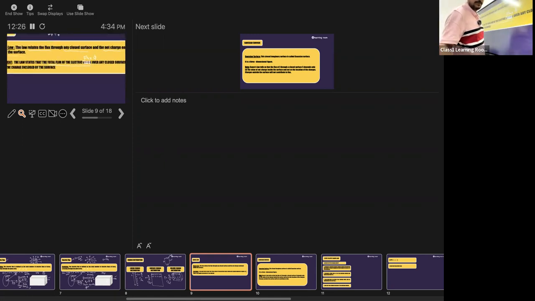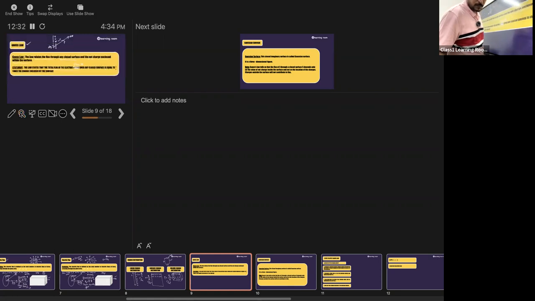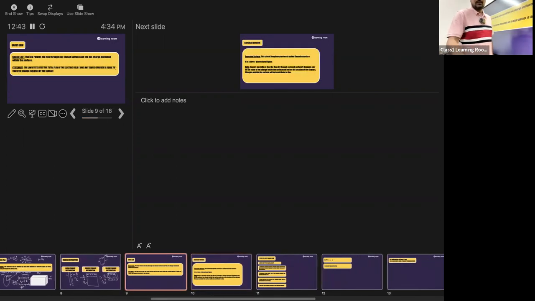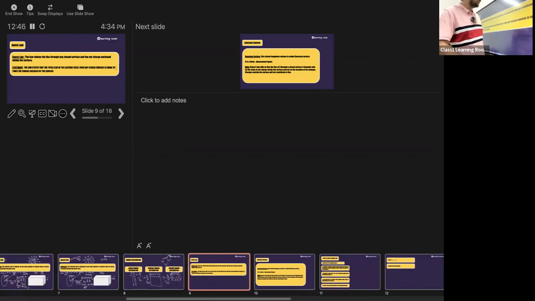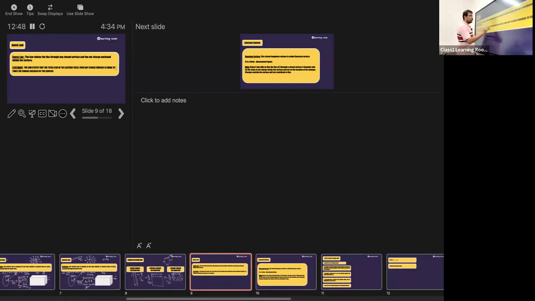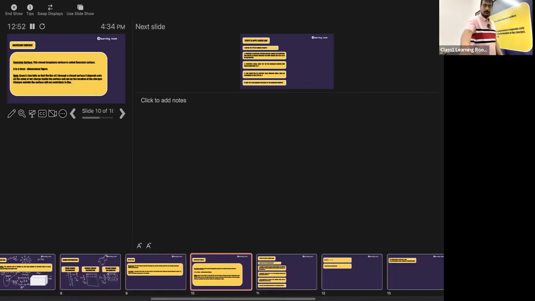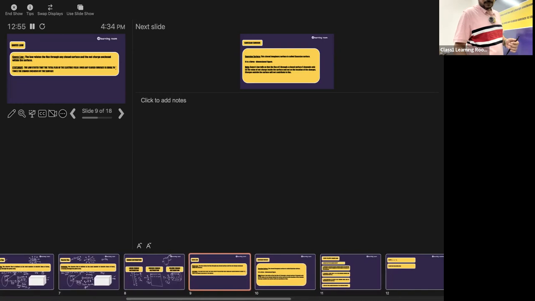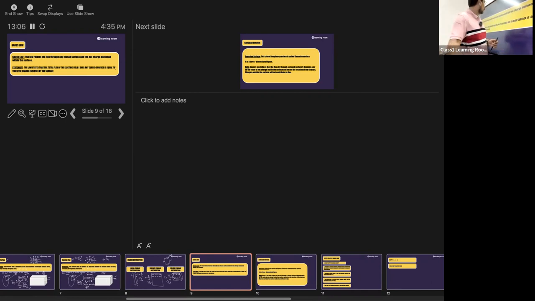What happened? Okay. So it states that the total flux of the... I need some more practice. It states that the total... what is happening? I understood what is the issue, but it will take some time to resolve. Pen came up.